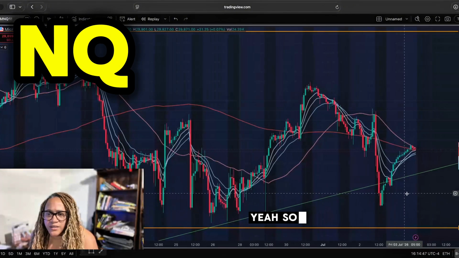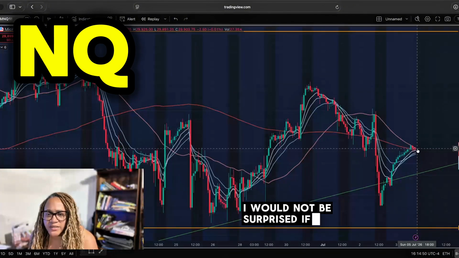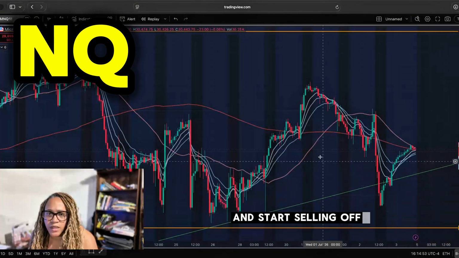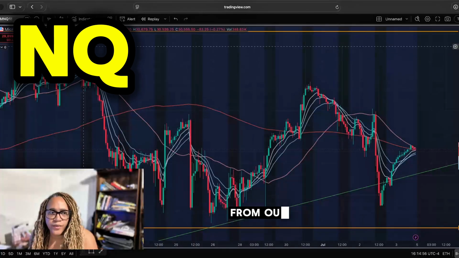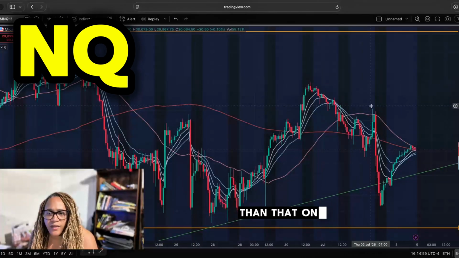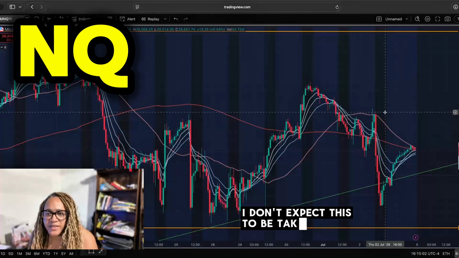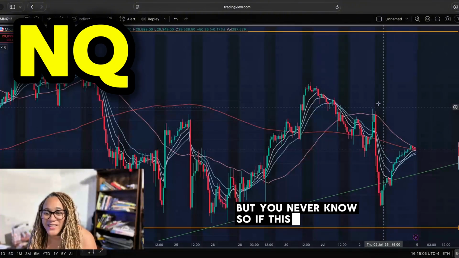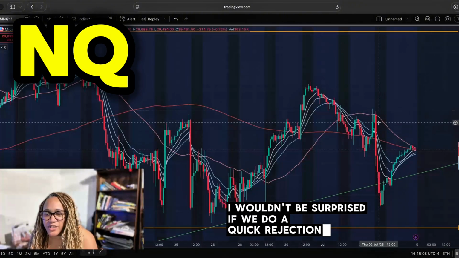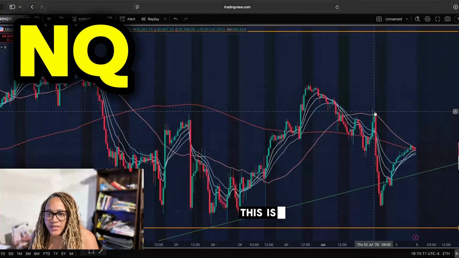Yeah. So I would not be surprised if we do gap down and start selling off just because we're having some lower major swings than this one, than that one. And even if this popped up, I don't expect this to be taken out, but you never know. So if this does get taken out, I wouldn't be surprised if we do a quick rejection like we did, a major sell off right here. This is beautiful to me.